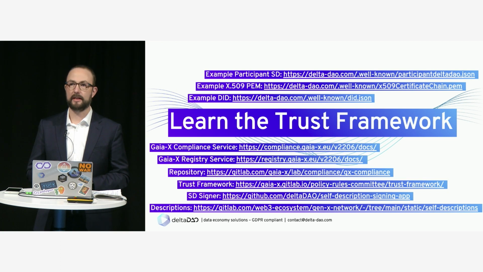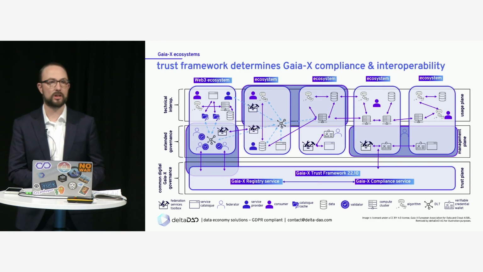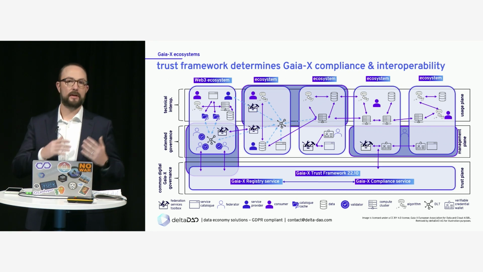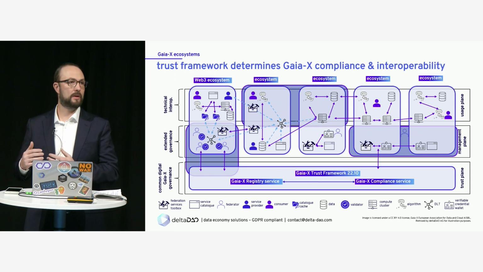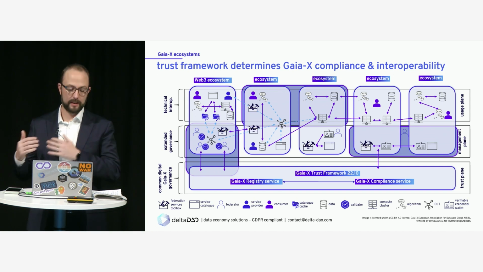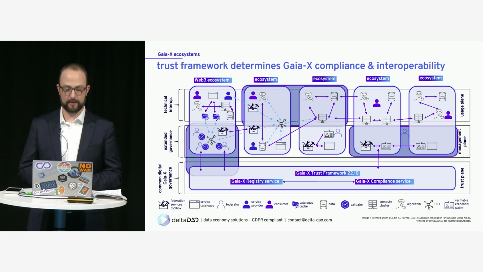Step 1 is to learn the trust framework. So what does it actually mean? The Gaia-X trust framework gives you semantic interoperability between ecosystems and a common language between spaces. It's mandatory and tells you if you're part of Gaia-X or not. So it determines Gaia-X compliance.